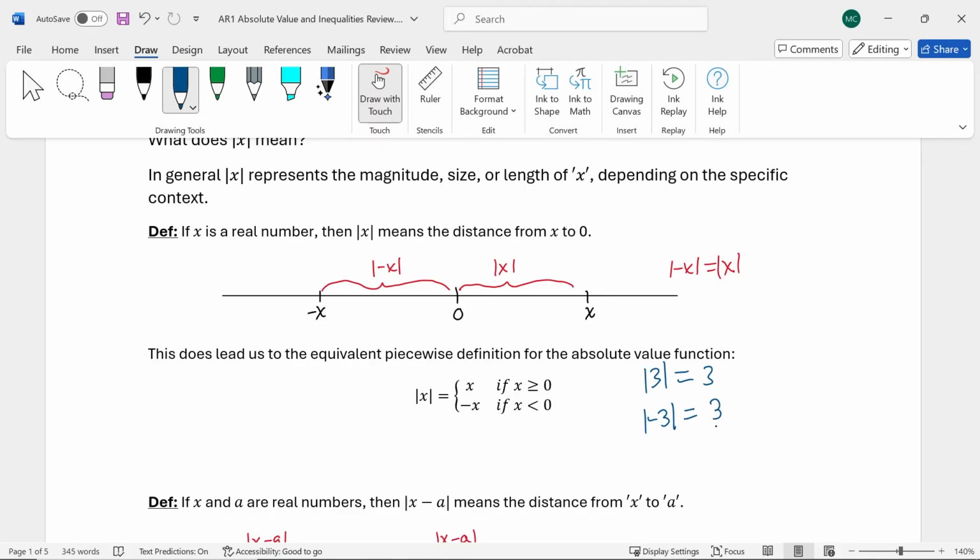Okay, so how do we compute this? Well, if we take a look at this definition, the absolute value of x is negative x if x is less than 0. So let's write that out explicitly. If I have negative 3 as my x, then the absolute value of negative 3 is negative of negative 3, which of course makes this positive. So pretty straightforward.